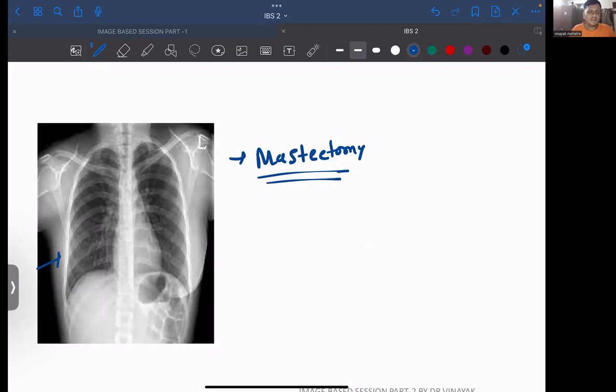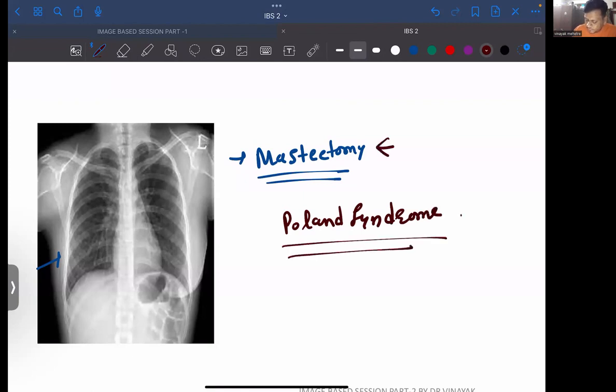Or the patient has an absent breast from childhood. Which syndrome will you see an absent breast in? Anyone? Congenital absence of breast is seen in which syndrome? The name of the syndrome is Poland syndrome. And this image has been asked for this one. This is in the line for the next.